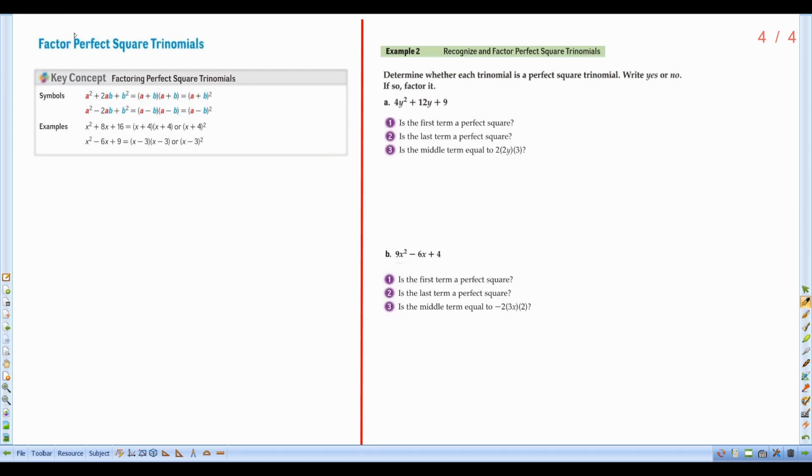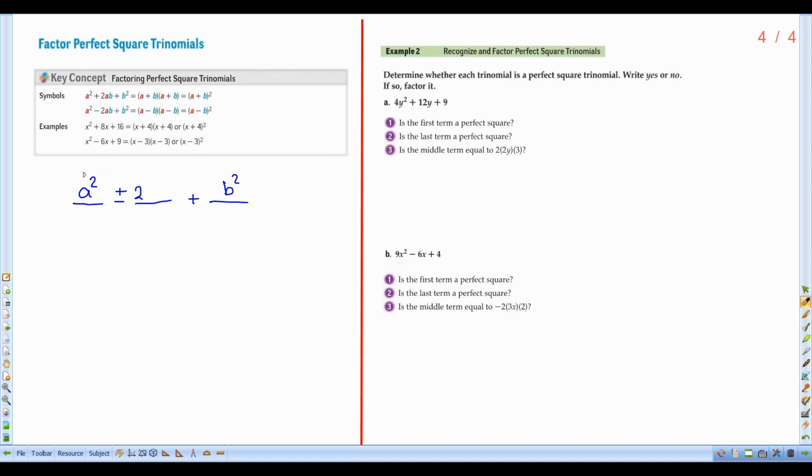Second objective, factor perfect square trinomial. First, what is a perfect square trinomial? From its name, it's a trinomial, so it consists of 3 terms. The first one must be a perfect square as a to the power of 2. The last term is b to the power of 2, also a perfect square, and it's always positive. And the middle term can be positive or negative.